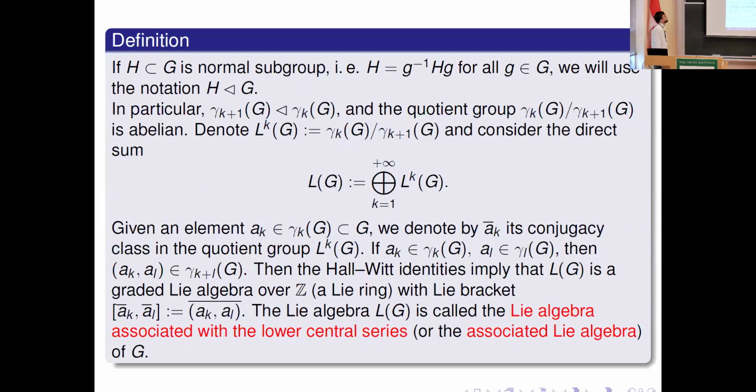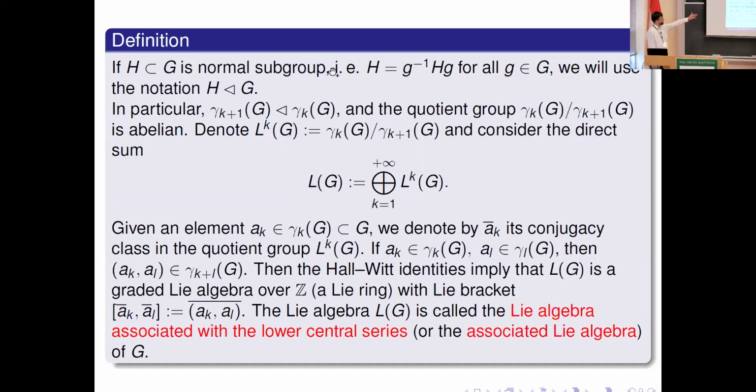If H is a normal subgroup of G, we will use this notation. In particular, gamma k plus 1 is a normal subgroup in gamma k, and the quotient group gamma k by gamma k plus 1 is abelian. Denote L_k as gamma k factor gamma k plus 1, and consider the direct sum like this, L(G).